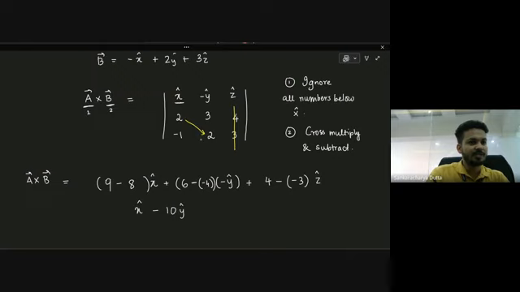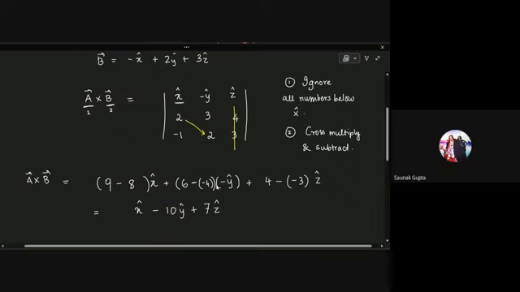Okay. So this gives us 7z cap. I think this is the same answer we got in the previous one, but in a much more organized and faster way. Please let me know if there is any doubt in this. So I used this method only to solve the question.